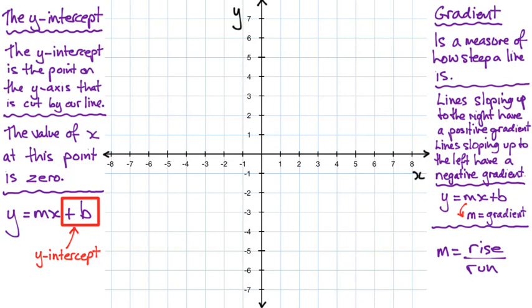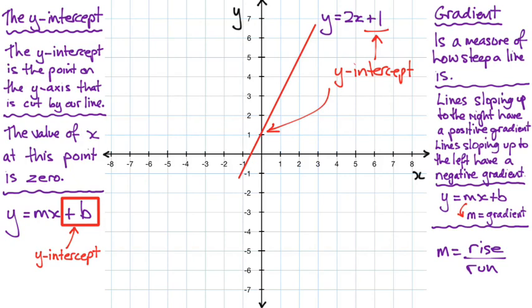The other way we can work out the gradient, we say that the gradient of a line equals rise over run. So m equals rise over run. Let's have a look at those two terms, rise and run, and see what we mean. Here's our line, y equals 2x plus 1. We know the y-intercept is at positive 1. We know the slope of the line, the gradient, is 2.